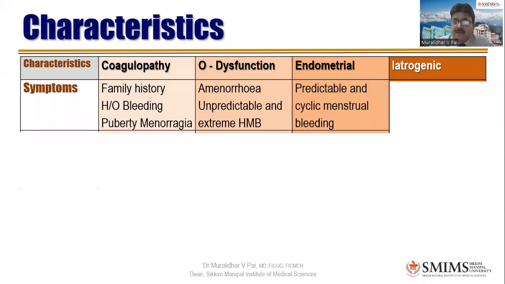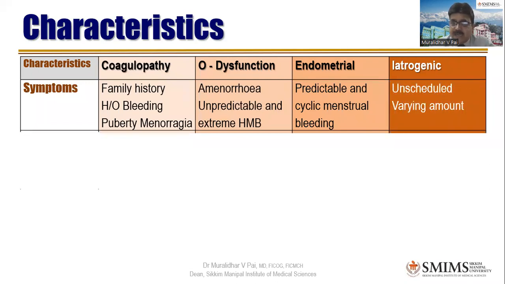In endometrial type of problem, the bleeding will be predictable. That is the difference from ovulatory dysfunction. All of us know that the cycle length is determined by the ovary, whereas the uterus does not have that capacity. The uterus will only behave as per the orders of the ovary. That's why it will be predictable, cyclical menstrual bleeding, which may be heavy or light. As far as iatrogenic is concerned, there is unscheduled, varying amount of bleeding depending upon how the patient has been irregularly taking hormones, or if there is, let's say, a copper T, which again can cause aseptic inflammation.